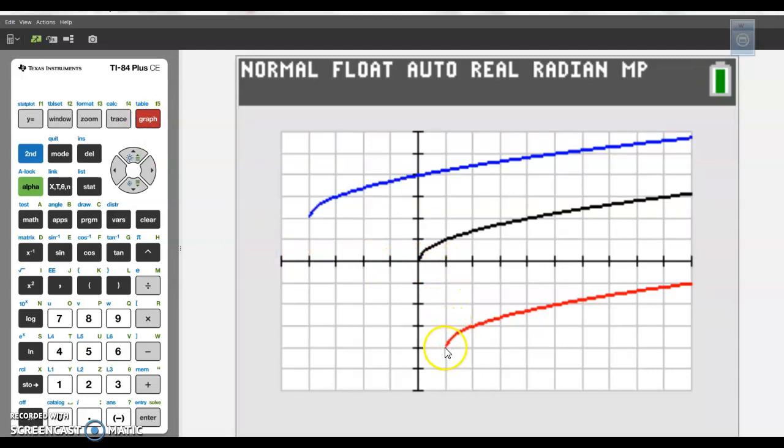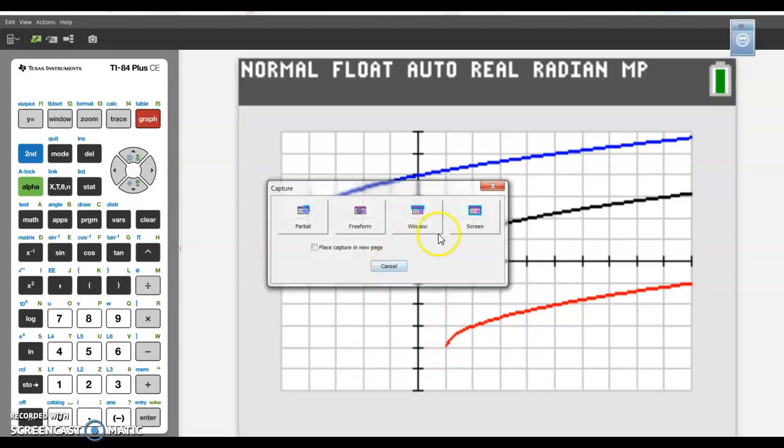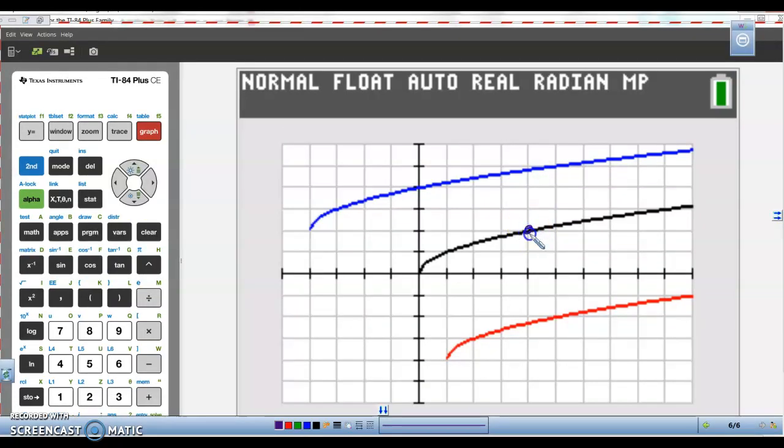1, 2, 3, 4. And if I take any point on the original graph, say I take this one right here, right 1, down 4. 1, 2, 3, 4. It's the same point on the other graph. So that shift is going to be true.